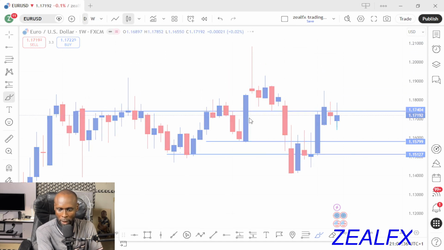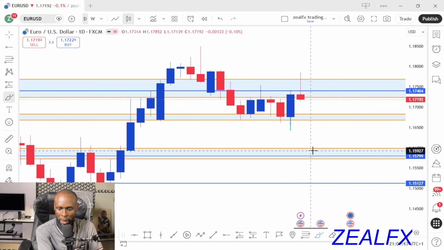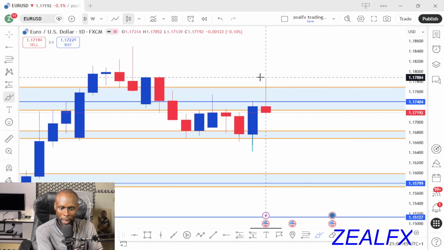So let's go back to our daily chart. On my daily chart now, we can clearly see that we have some price action setups already telling us that we are expecting more of the dropping trend on the Euro USD this week.